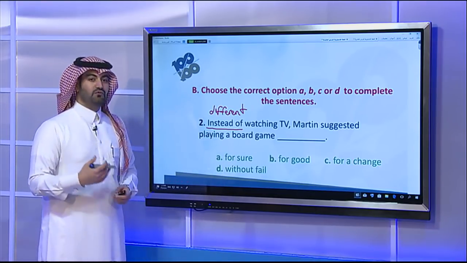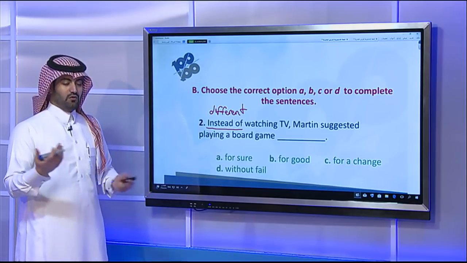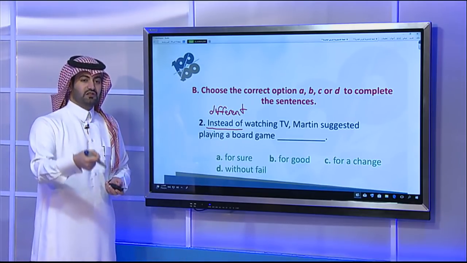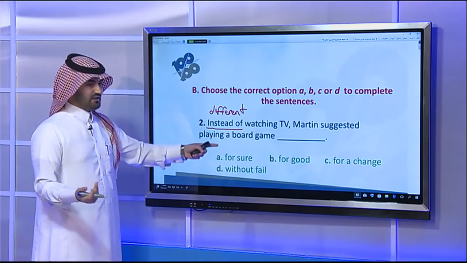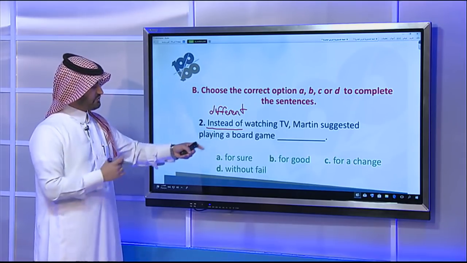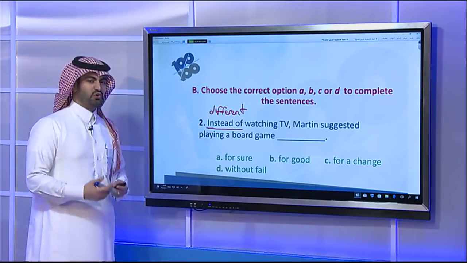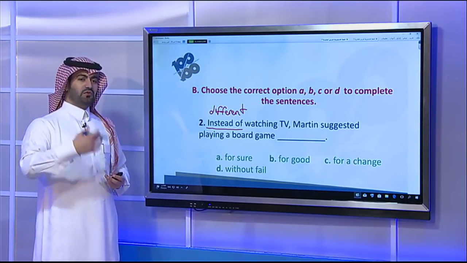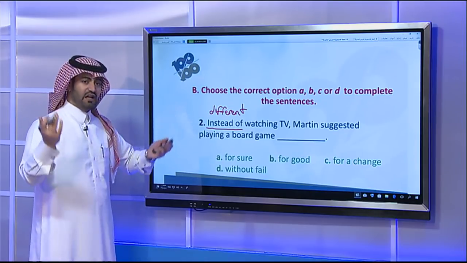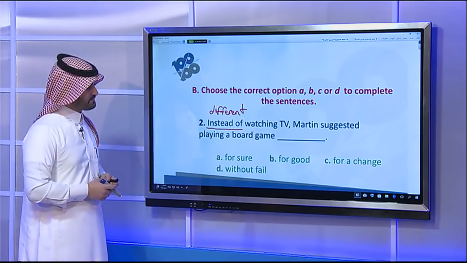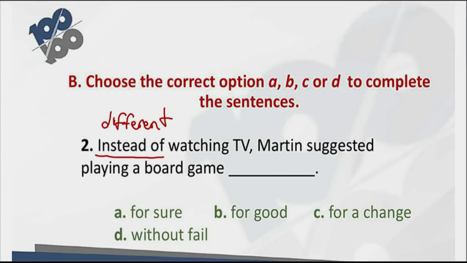When I say for sure, it's expressing certainty, definitely, بكل تأكيد. It doesn't fit here. It has no relation. When I say B, for good, when I do something for good, it means permanent, بشكل دائم, إلى الأبد. It doesn't fit here either. When I say for a change, okay, this one is related because instead of watching, he doesn't want to watch, he wants to do something different. He wants to change it. So he played a board game, so the answer is for a change.